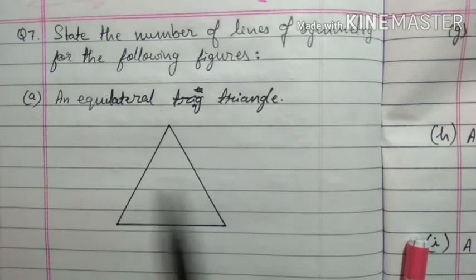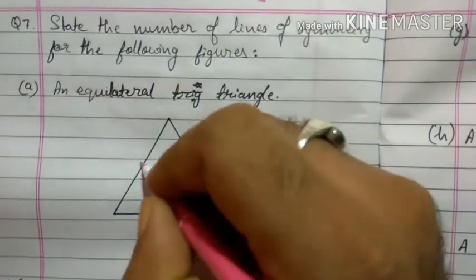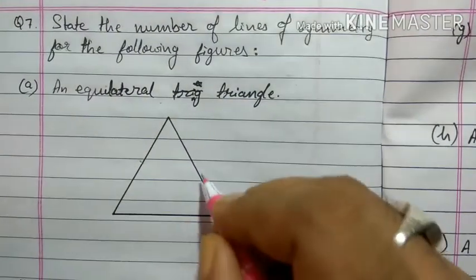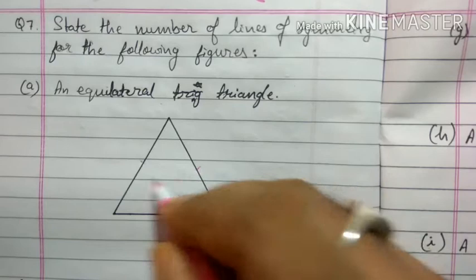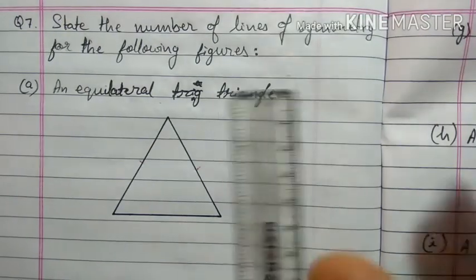A is an equilateral triangle. As we know, in an equilateral triangle all three sides are of equal length. So this side and this side are all equal. Okay, so how many lines of symmetry do we have to draw for this? Just please look.